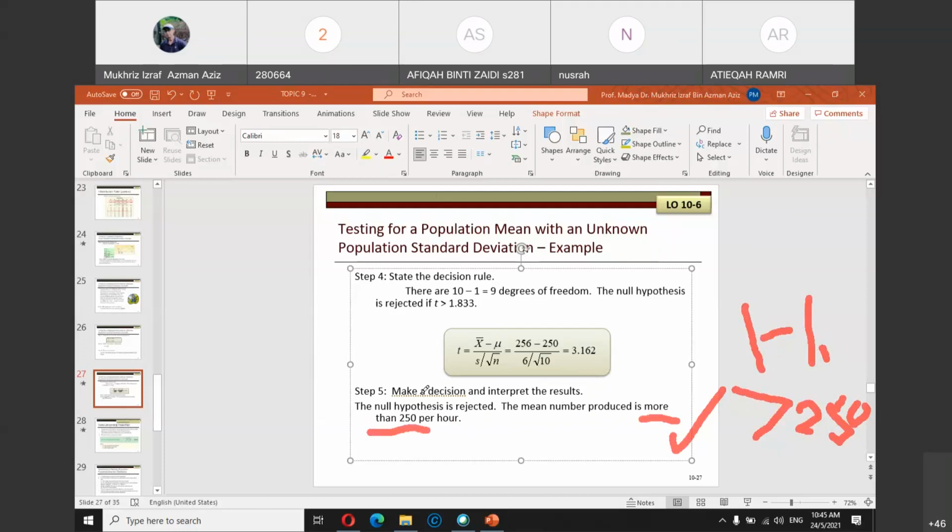If you do not reject, you need to add the word not: the mean is not. But in this case, because you reject, no need to add the word not. Not is only when you do not reject. So I think these two examples are pretty clear and straightforward.